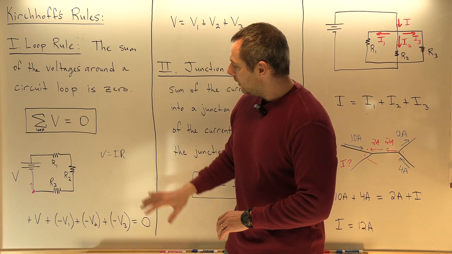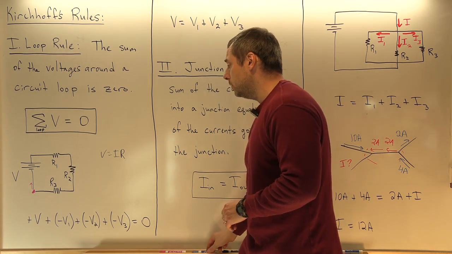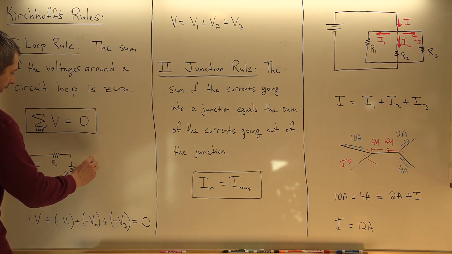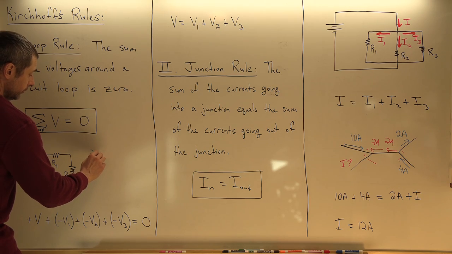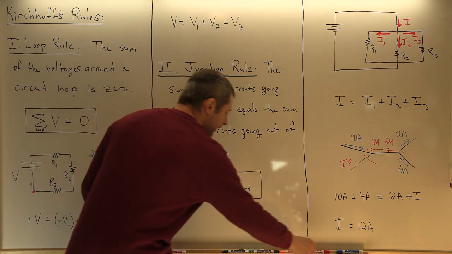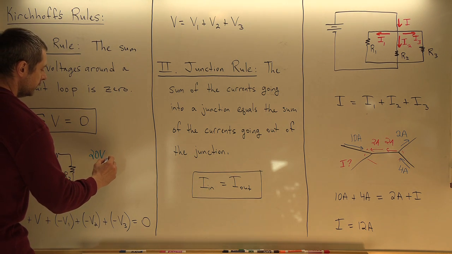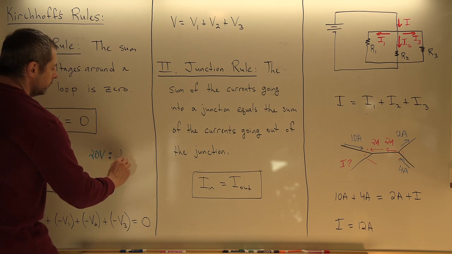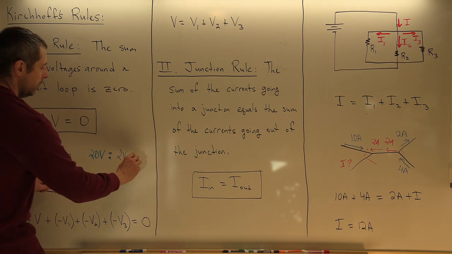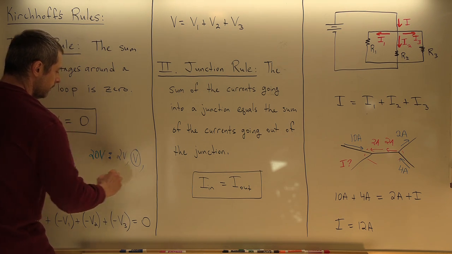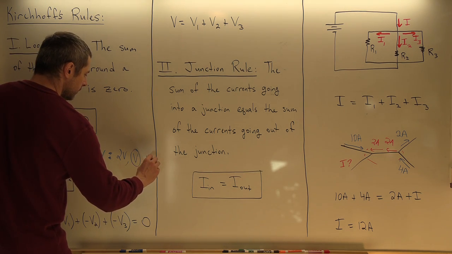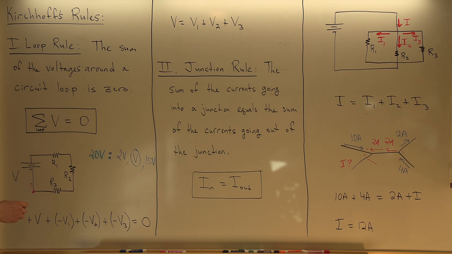One more quick example with the loop rule. Suppose we had voltages given like this, like the battery was, let's say, 20 volts. And then the resistors on the other side, this one was 2 volts. This one we didn't know. And this one, I don't know, maybe it was 15 volts. What's the missing voltage? So 20 here, 2, 15.